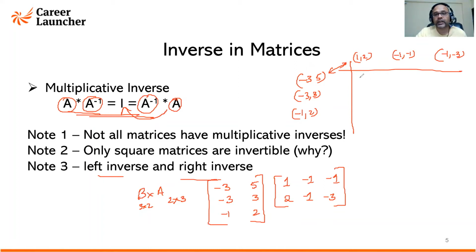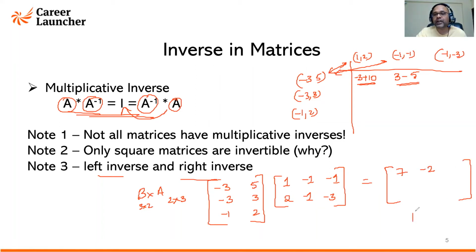So minus 3 into 1 is minus 3, plus 5 into 2 is 10. Similarly, I will multiply these two. Minus 3 into minus 1 is 3, 5 into minus 1 is minus 5. And here itself you can notice that this is not 1, this is not 0. So if you continue this further, you will get a matrix which is somewhat like this: 7, minus 2, and something else.